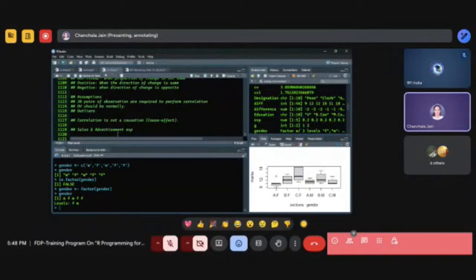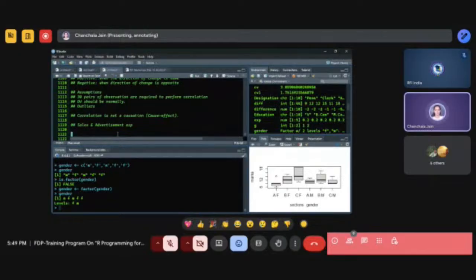So the purpose is very simple. Why are companies investing heavily in advertisement? That is because they want to increase their sales, right? So the purpose is to increase sales. So these are the two variables we are considering here to understand the correlation.